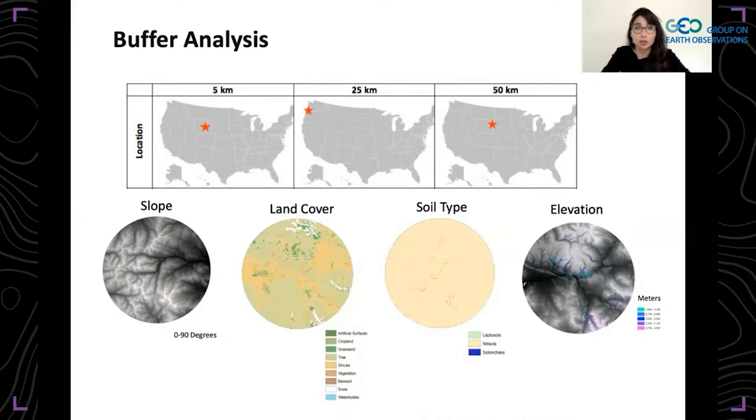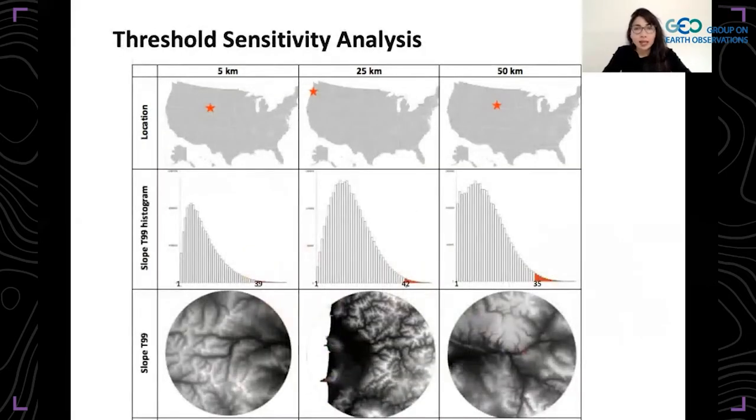Now, here, we can see how the process works. For this event, I am showing you just one variable, which is slope, and the threshold analysis takes all of the pixel values in each one of these buffers and statistically calculates the 50th, the 75th, the 95th, and the 99th percentiles. Here, I'm only showing the 99th percentile, and for all landslide events and for all of the variables for this particular study, we ended up with about 12,000 different buffers.